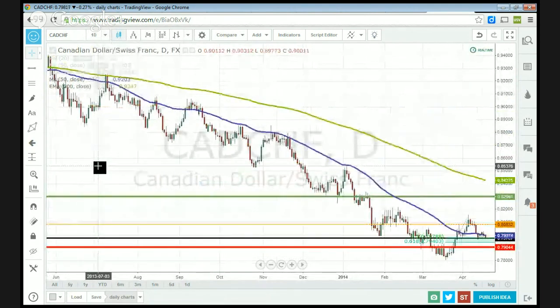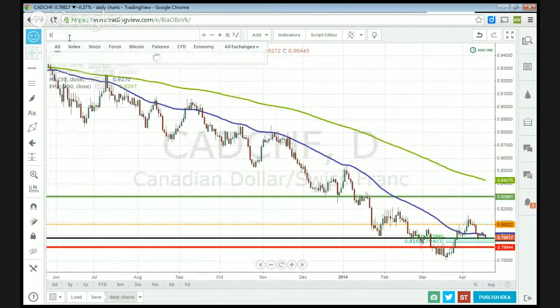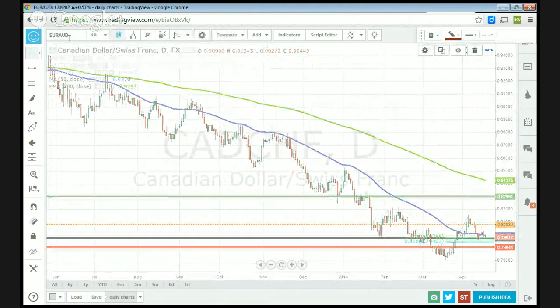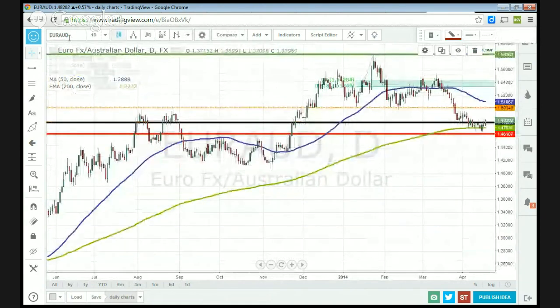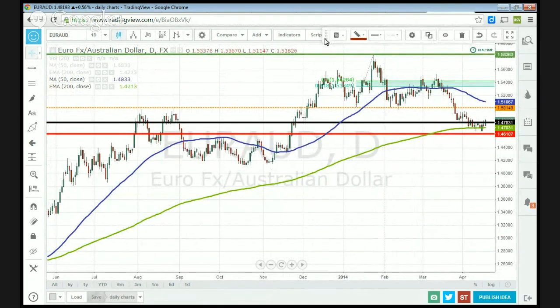Another order I have on is Euro Australian dollar. We see that order has rallied a bit overnight. This is my entry level. This is my target profit. How do I move this out of the way? Oh, I know. Okay, this is my target profit all the way up here.